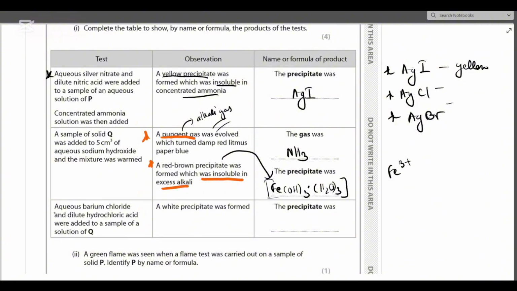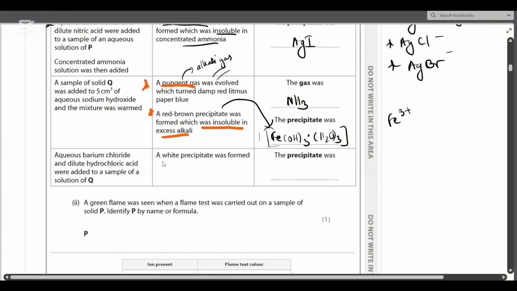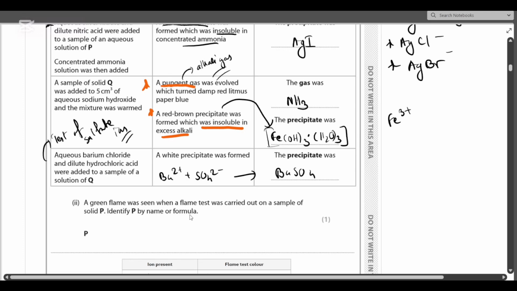Moving on, we can see the third one says aqueous barium chloride and dilute hydrochloric acid were added to a sample of solution of Q, and we can see a white precipitate was formed. Now we know that this test is popularly referred to as the test for sulfate ions. So we can easily say that the precipitate produced was barium sulfate, because the barium ions from barium chloride and the sulfate ions present in the solution of Q react together to provide barium sulfate, which is a white precipitate.